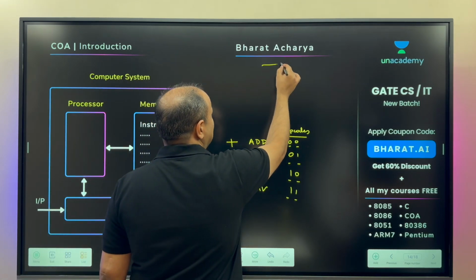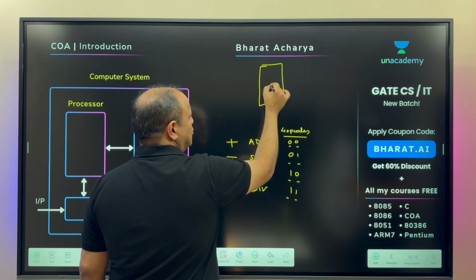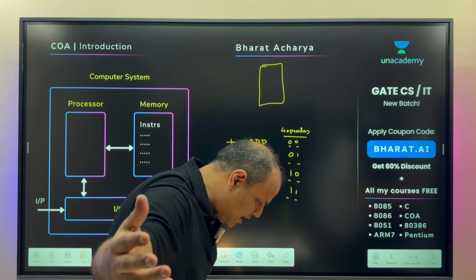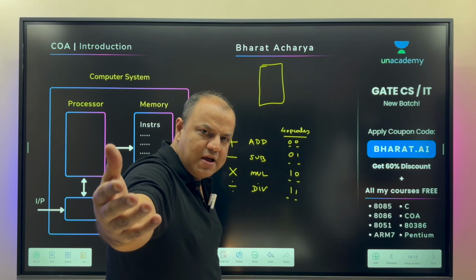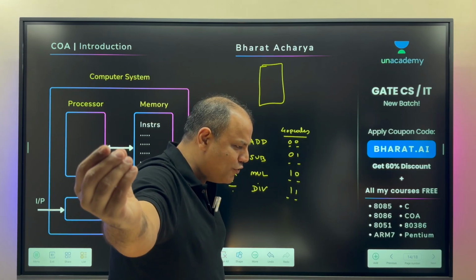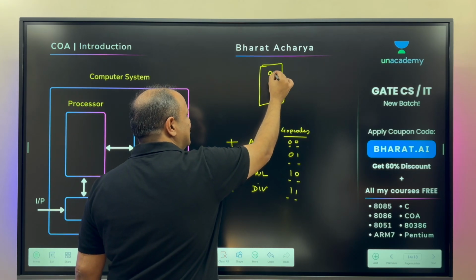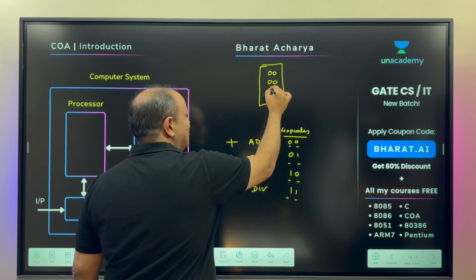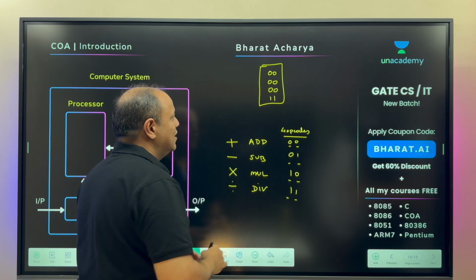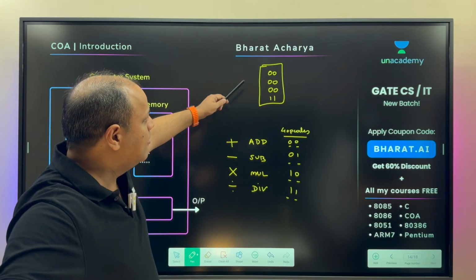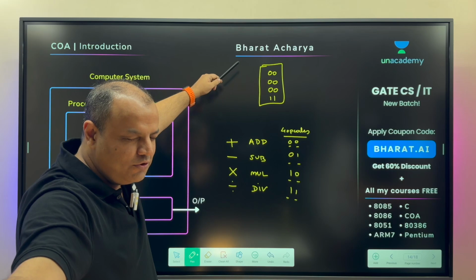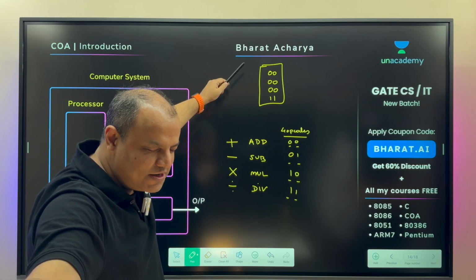So this is your memory. In your memory, this is your program stored. Your program is stored in which form? Binary. Binary means your program is stored like this: 0 0, 0 0, 0 0, 1 1. Now I want you to loud and clear read what your program is. Don't tell me 0 0, tell me the meaning. Tell me what are these instructions.